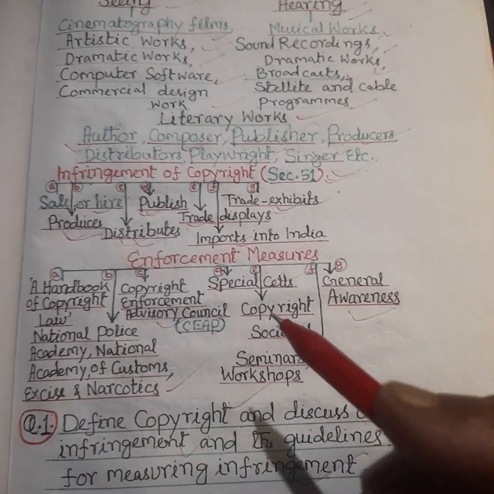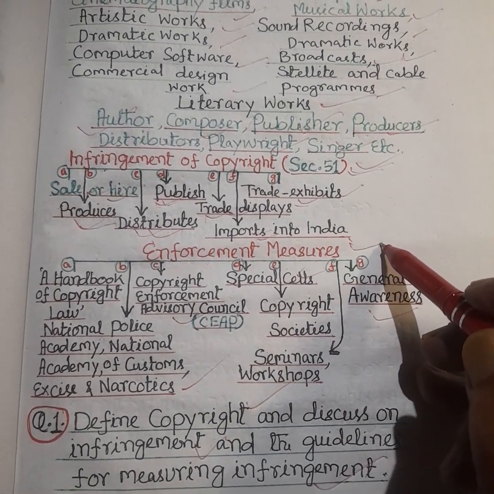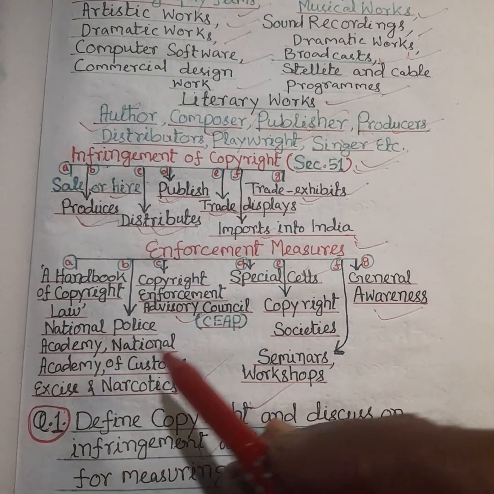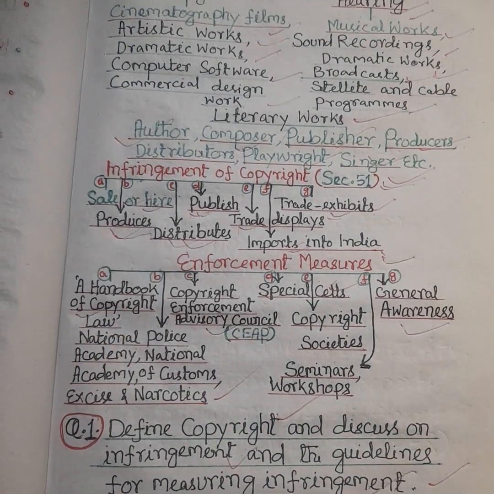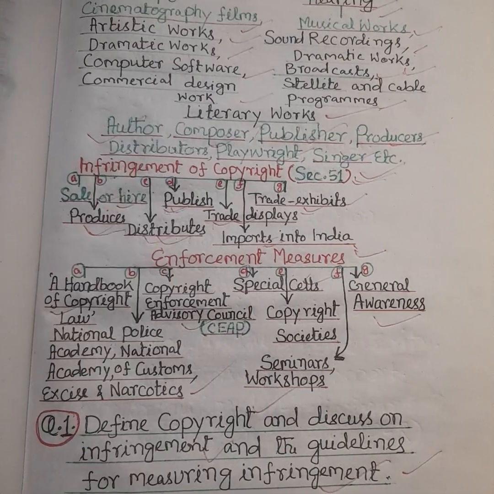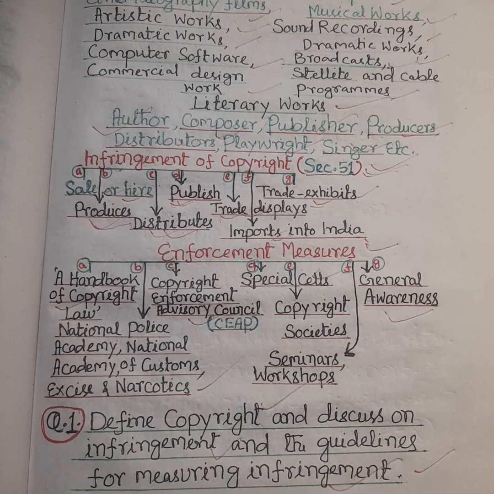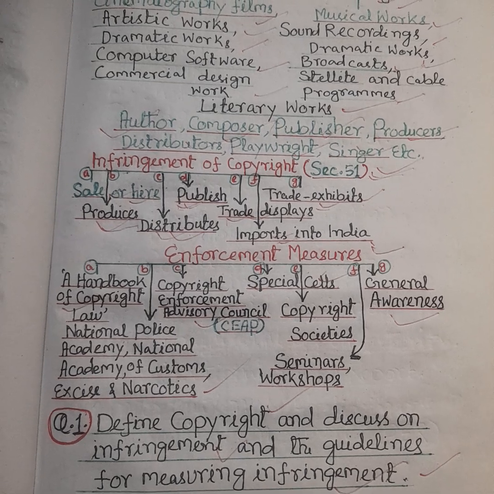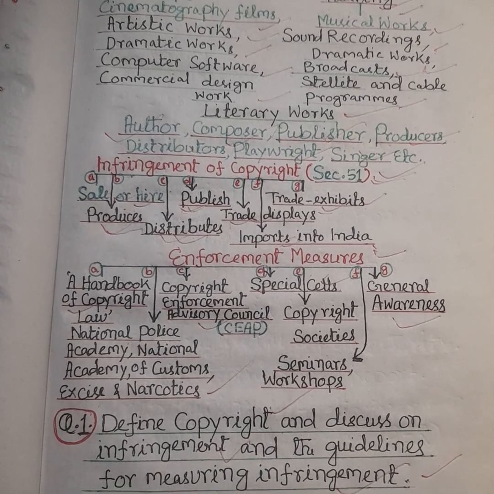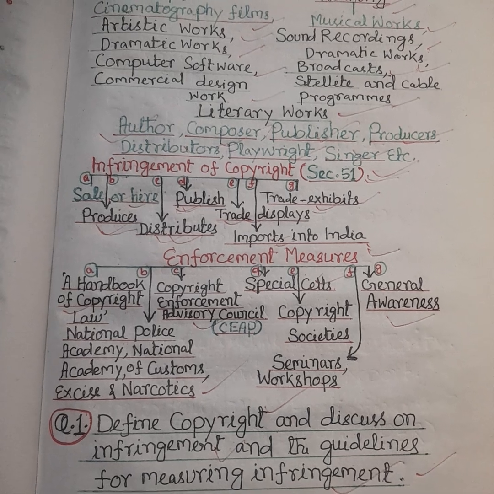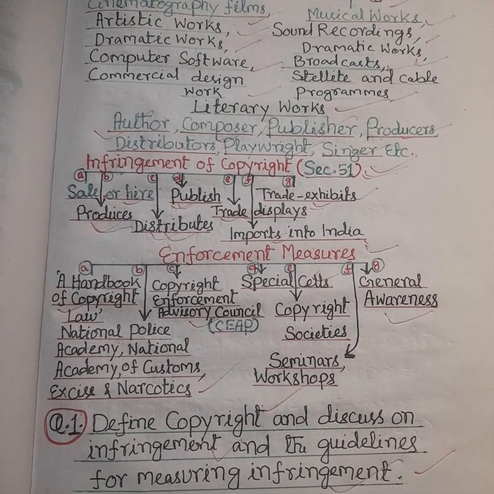And now we'll see all those enforcement measures that were taken by the state. The first one relates to a handbook of copyright. The government brought out a handbook of copyright law to create awareness about copyright amongst the stakeholders, enforcement agencies, professional users like the scientific and academic communities, and members of the public.